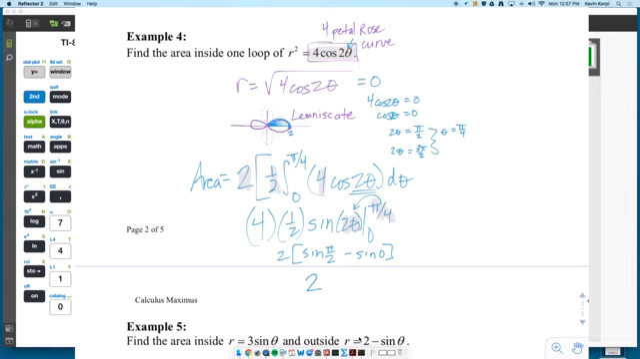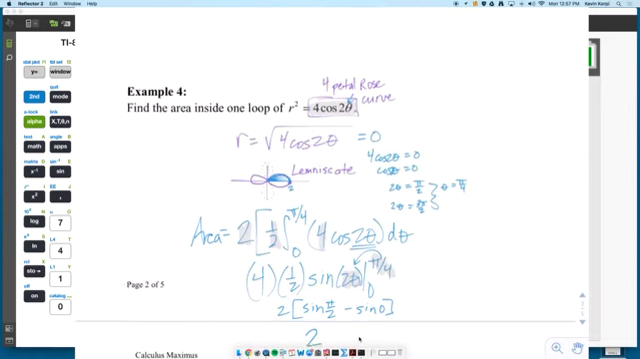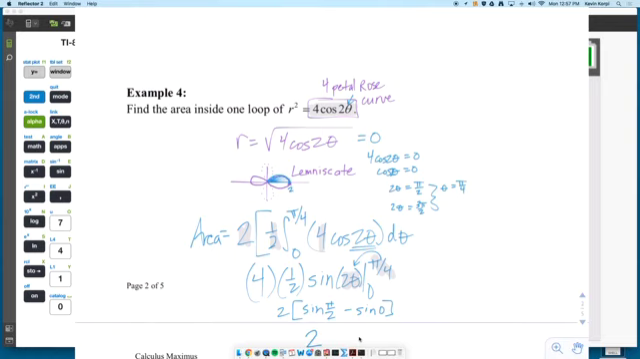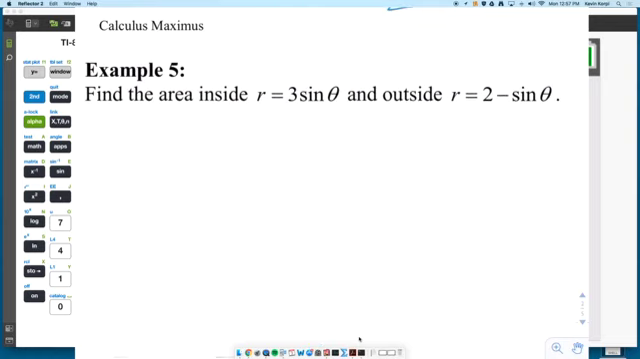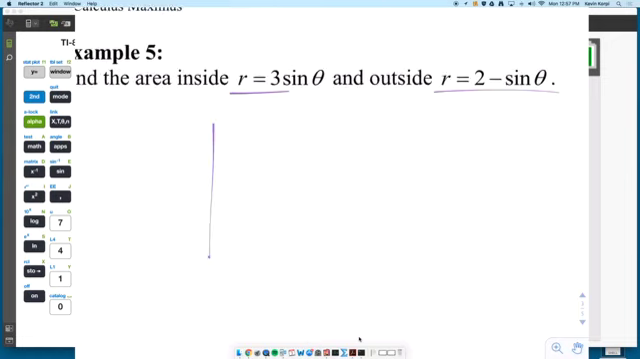All right, so now they get a little bit more interesting. Because so far we've had just one curve, just parts of a curve, or the whole curve. But now we have 2 curves. So it's kind of like areas between 2 curves that we did in 6.2, but now they're polar curves. Find the area inside this guy, but outside that guy. All right. I guess we need to identify the region. So let's draw each of them.